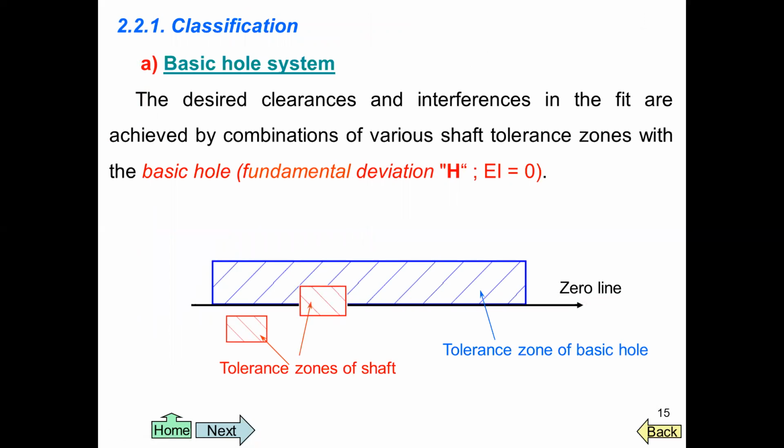If you choose the letter js small, you have a transition fit. This is also a transition fit because the two tolerance zones overlap. That means they have a common area. And if you choose a tolerance zone of the shaft above the tolerance zone of the hole, you have an interference fit.